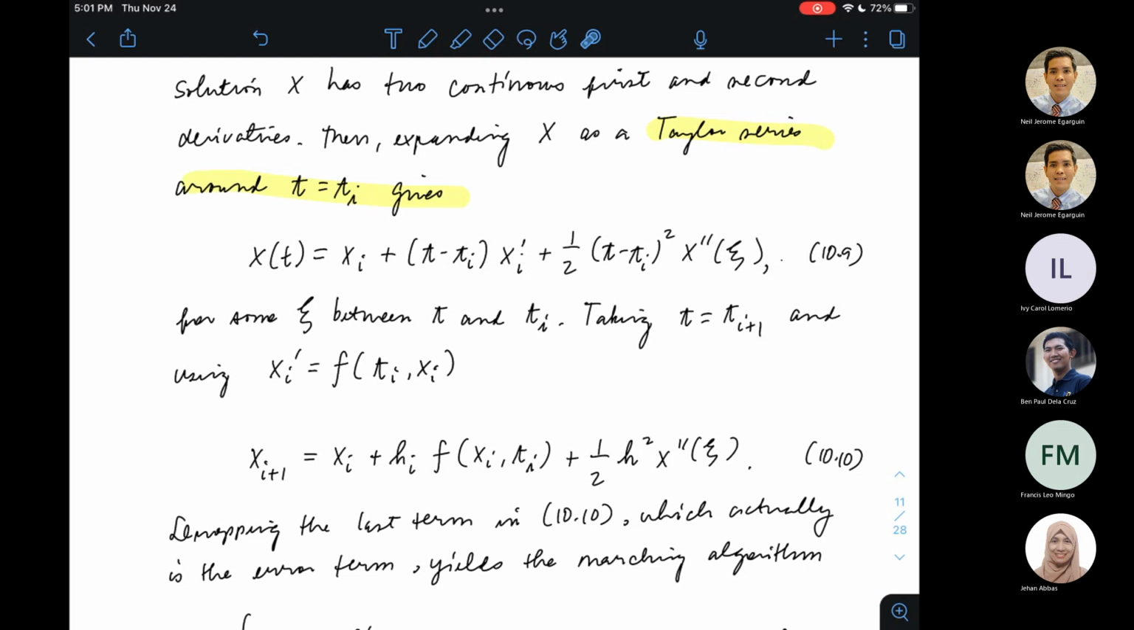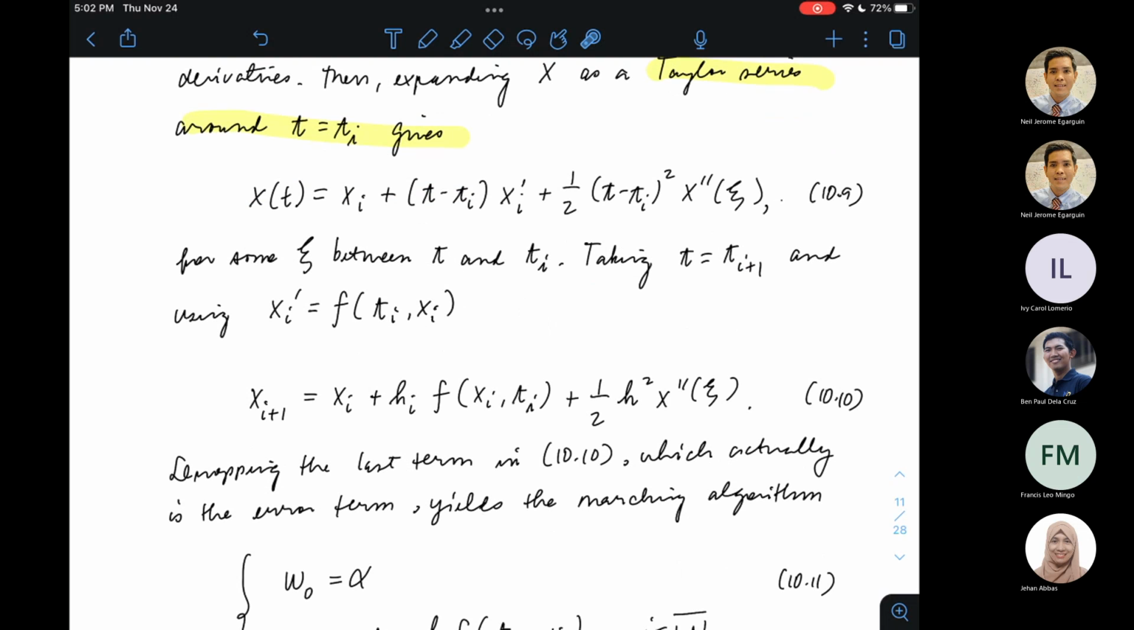If you're thinking this is too cheap an approximation to x of t, then wait for the next meeting or the next module kasi dun sa susunod na module, hahabaan ko yung expansion. Alright? Pero ngayon sa Euler's method, hanggang second derivative lang talaga yung kinukuha niya sa expansion. And actually, the second derivative will serve as the error term. Okay? Now, I'll just shift the notations here, right?